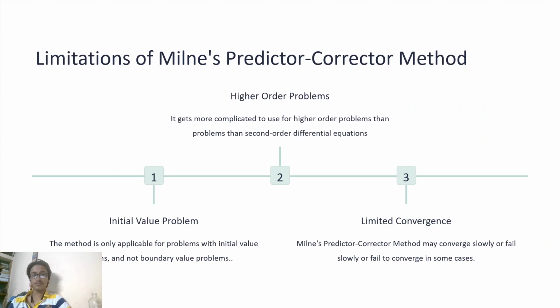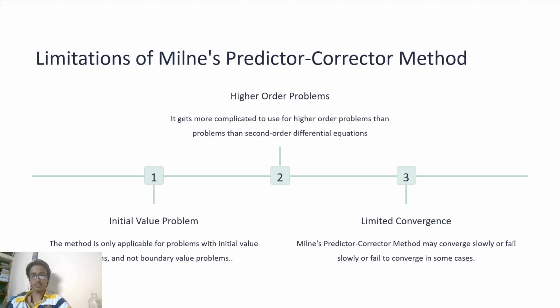So these are some of the limitations of Milne's predictor-corrector method. The first is the initial value problem. The method is only applicable for initial value problems and not boundary value problems. The next is higher order problems. It gets more complicated to use for higher order problems than second order differential equations. The third one is limited convergence. Milne's predictor method may converge slowly or fail to converge in some cases.